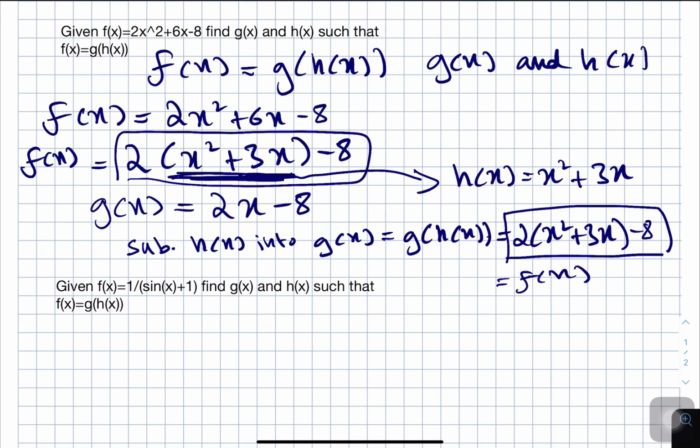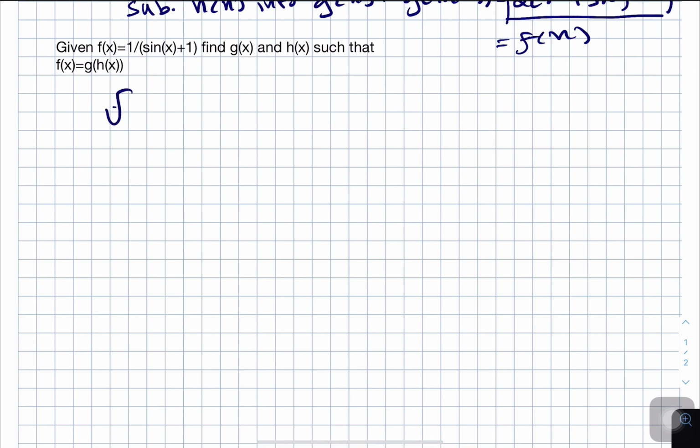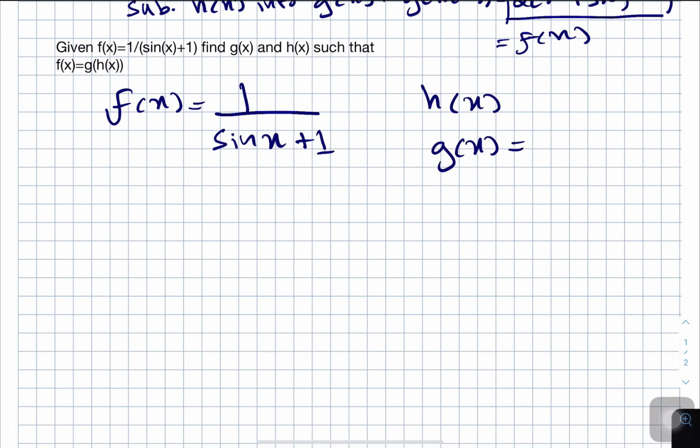Now let's try out the second part. Given that f of x is equal to 1 over sine x plus 1, we need to find h of x and g of x such that f of x is equal to g of h of x.